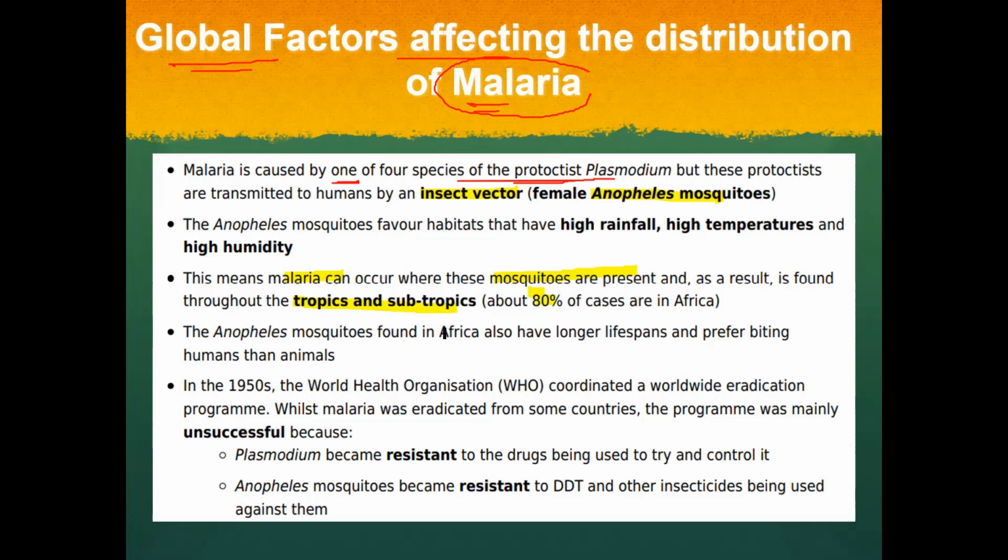Okay, so these mosquitoes are found in Africa. They also have longer lifespans and prefer biting humans to animals. Right, the Anopheles mosquitoes which are found in Africa. In 1950, the World Health Organization tried to eradicate malaria from the whole world, but that was unsuccessful. One reason: Plasmodium became resistant to the drugs. Second reason: the Anopheles mosquito became resistant to DDT. Right, so insecticides were not active on it.